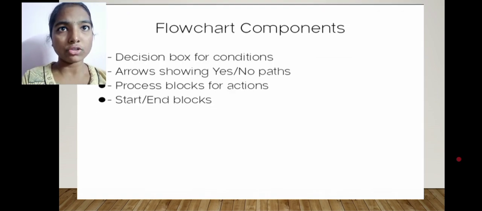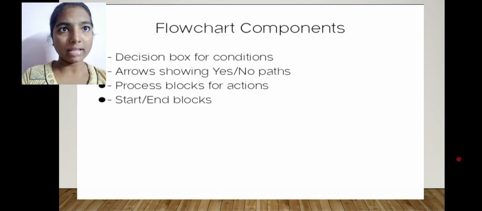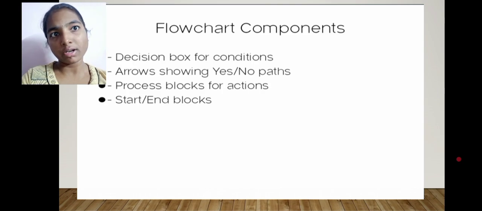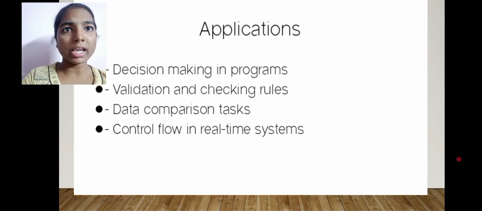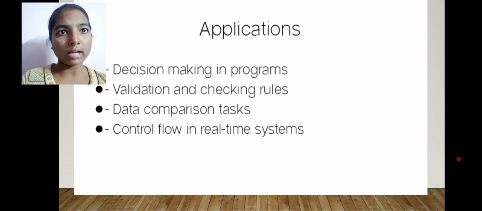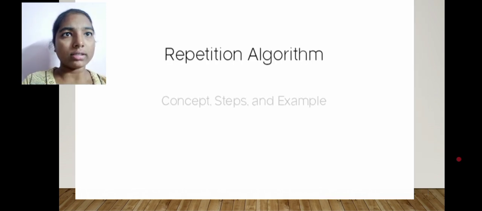Next, what are the flowchart components? Decision box for conditions, arrows showing yes or no paths, process blocks for actions, and start or end blocks. Applications: decision making in programs, validation and checking rules, data comparison tasks, and control flow in real-time systems.